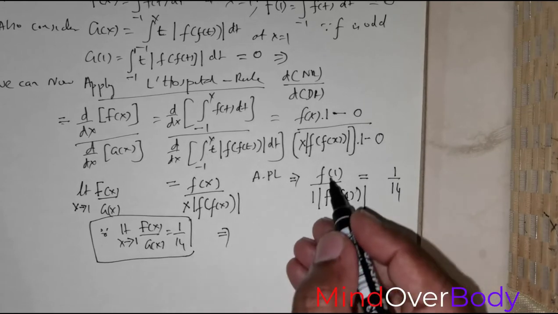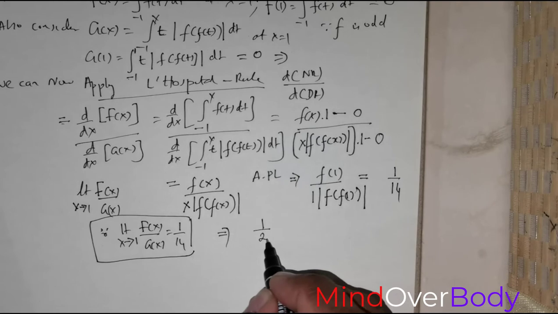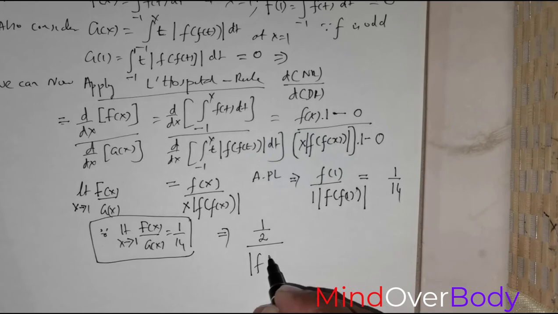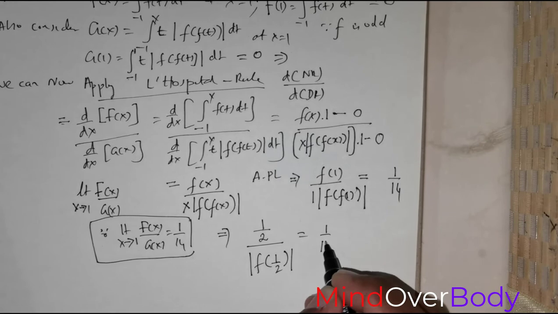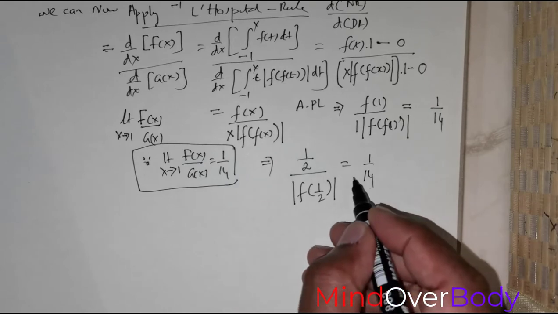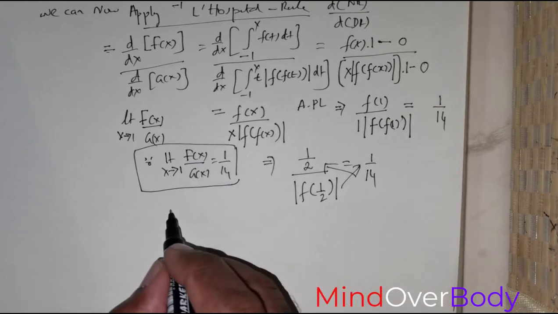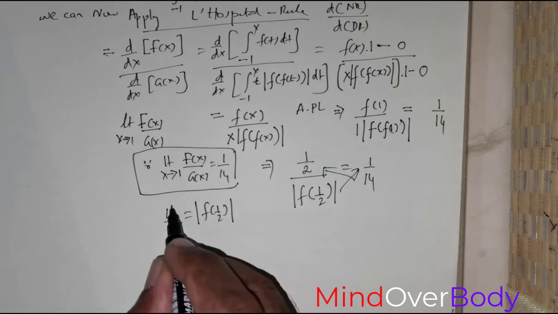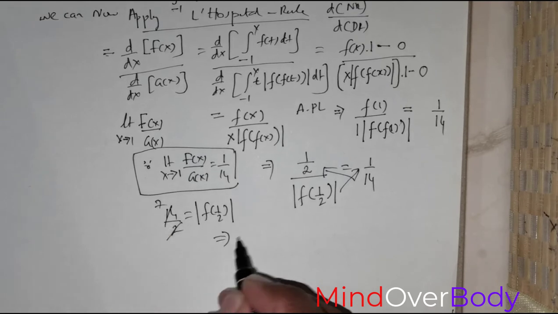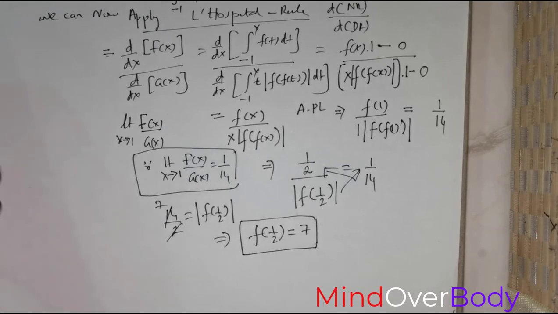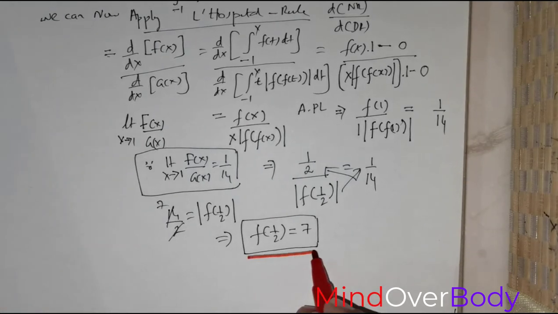So this would imply f of 1 is already known, that's 1 over 2 divided by 1 multiplied with the modulus of f of 1, which is going to be 1 over 2, is equal to 1 over 14, right? This is what is required. So we can cross multiply this. So if we were to cross multiply, this is going to give me 14 over 2 is equal to modulus of f of 1 over 2, which is nothing but 2 divides 14 7 times, which means f of 1 over 2 is equal to 7. So that is the value, and it is a good place for us to draw the red line.